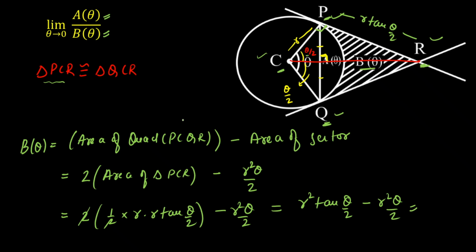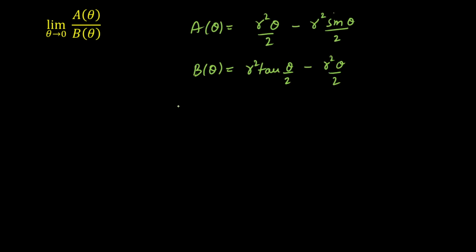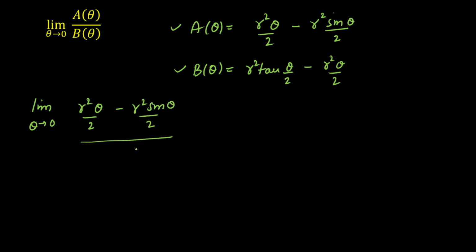Now I'm going to calculate the limit in the next slide. Previously we have calculated the area functions in terms of theta, that is a of theta and b of theta. Now I'm going to evaluate the limit, that is the limit as theta tends to 0 of a of theta upon b of theta. So I'm going to substitute here: r square theta divided by 2 minus r square sine theta divided by 2, whole divided by r square tan theta by 2 minus r square theta divided by 2. Now r square will cancel out from numerator as well as denominator.